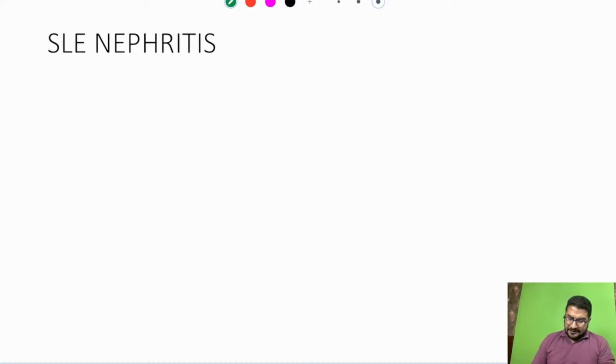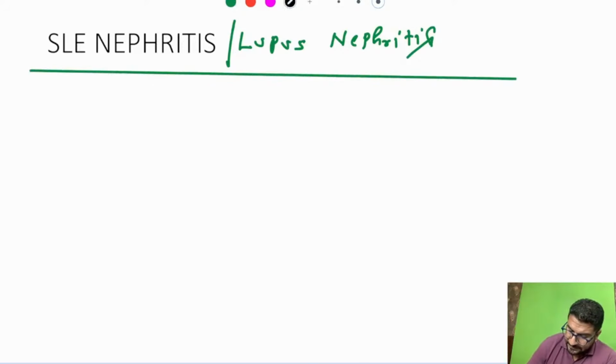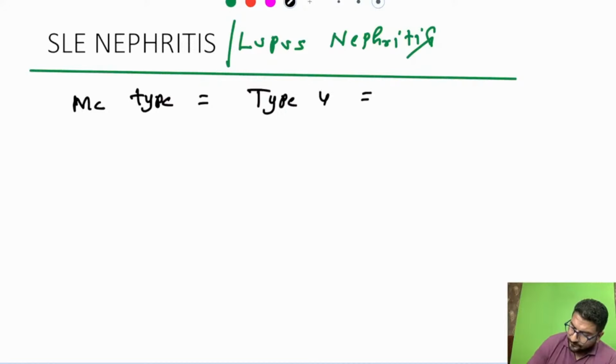Moving to SLE nephritis. SLE nephritis, we also call lupus nephritis. So lupus nephritis के कई सारे types होते हैं, like we have type 1, 2, 3, 4, 5, 6. The most common type diagnosed is type 4. And this type 4 is called DPGN. DPGN means diffuse proliferative glomerulonephritis.